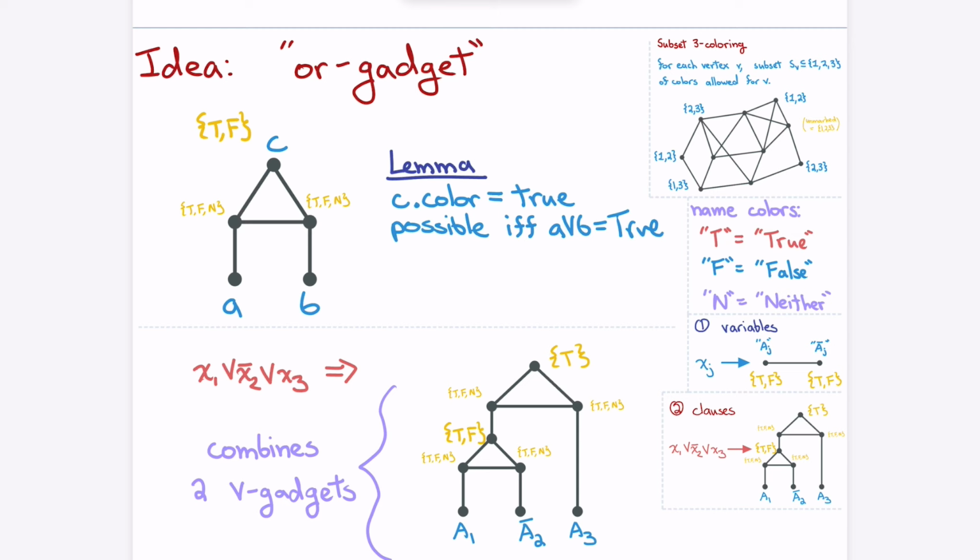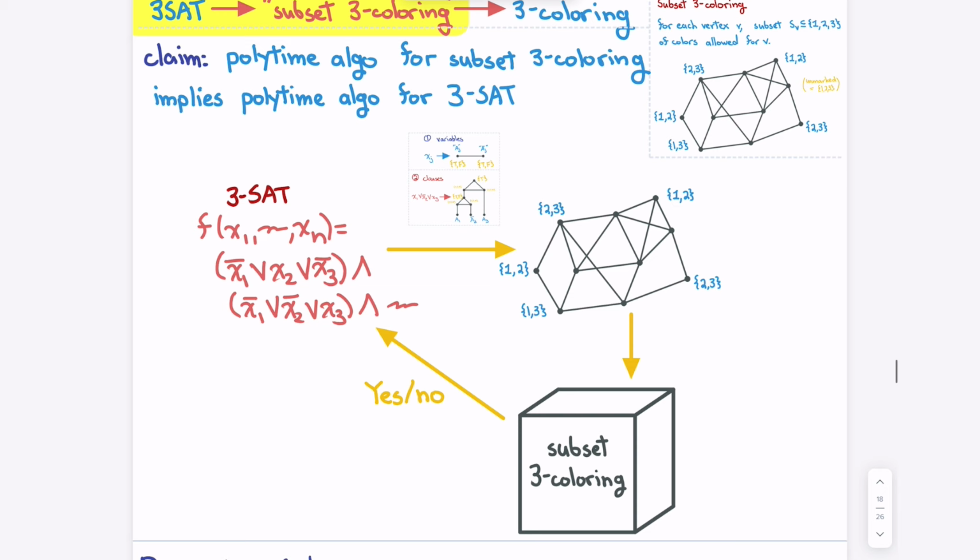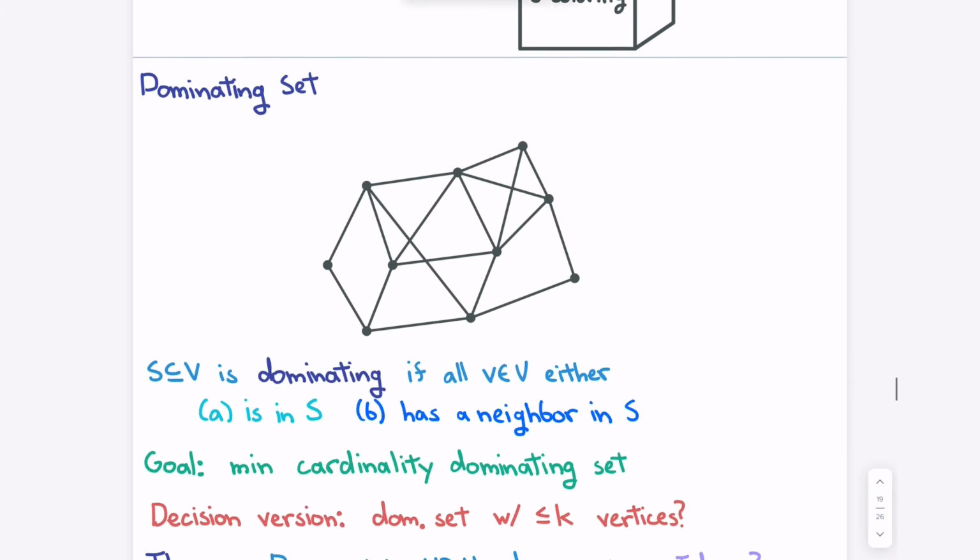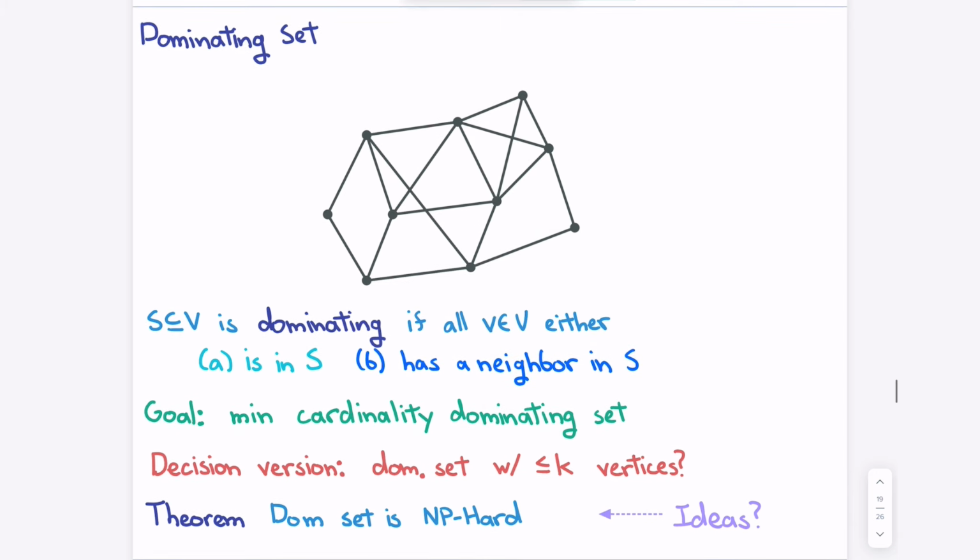Okay, so that is how you go from 3-SAT to subset 3 coloring. And we didn't do this, but it's okay. So maybe I'll just explain what the problem is and that it's also NP hard. And actually you might even be able to think of how to do this one on your own, but at the very least it's described in the notes.